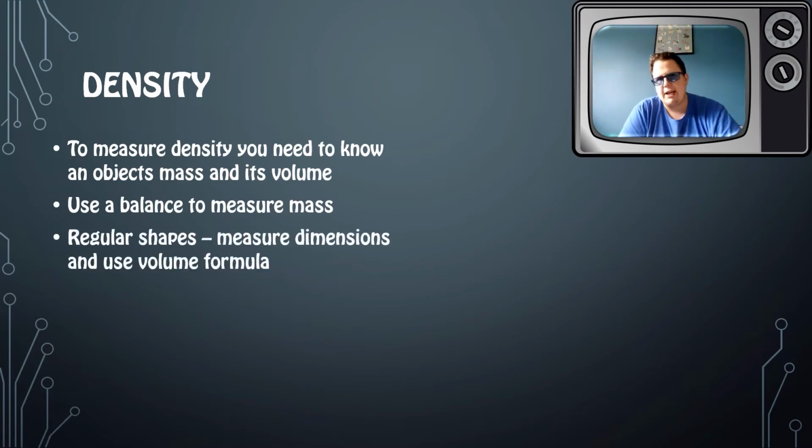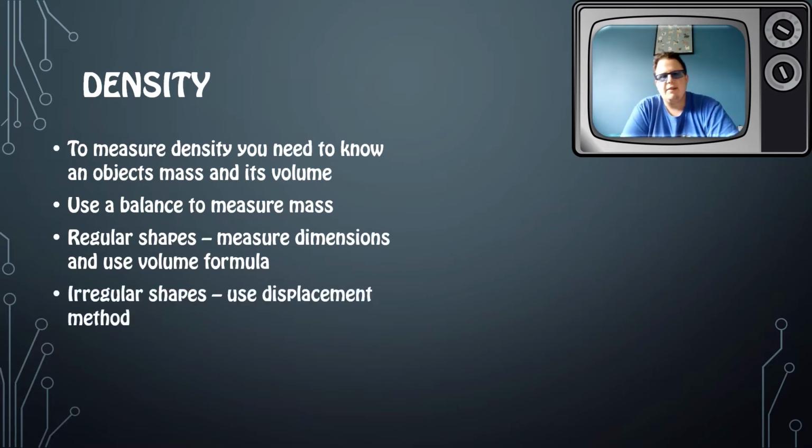Now, if it's a regular shape, for example, a cube, cuboid or sphere, where we can measure its dimensions, you can just measure those dimensions and use the appropriate volume formula. However, most of the objects we'll deal with are irregular, so we use what we call a displacement method.